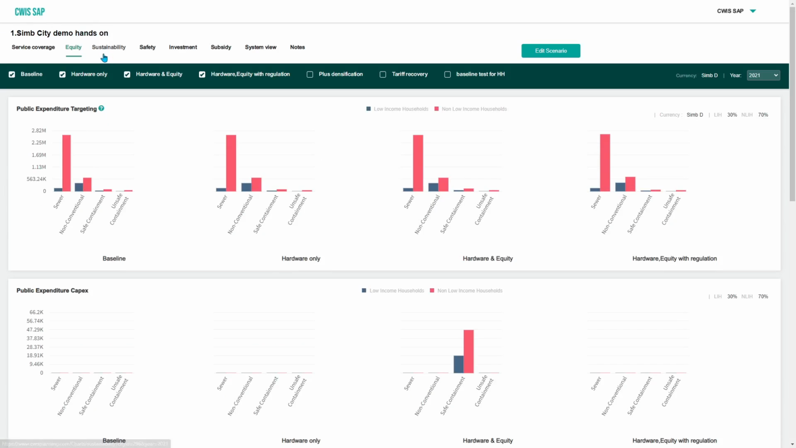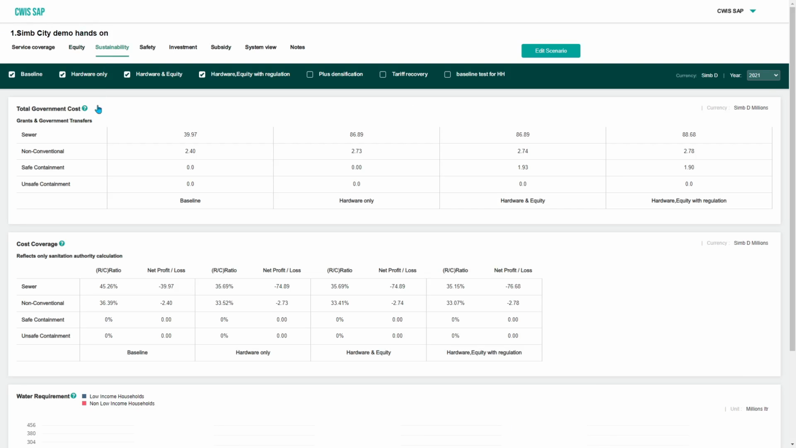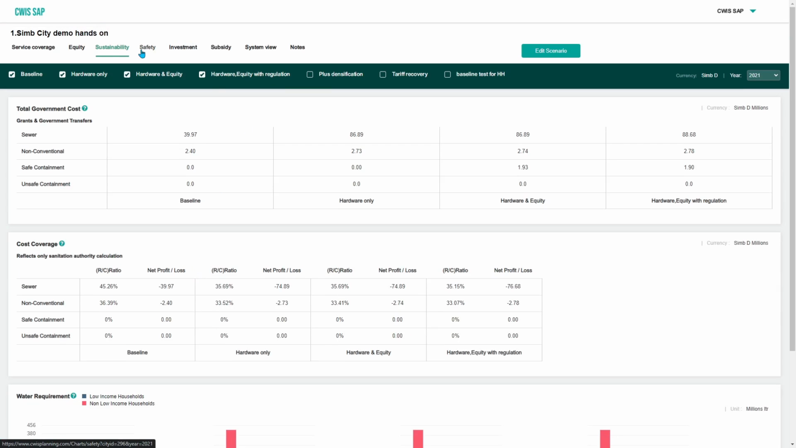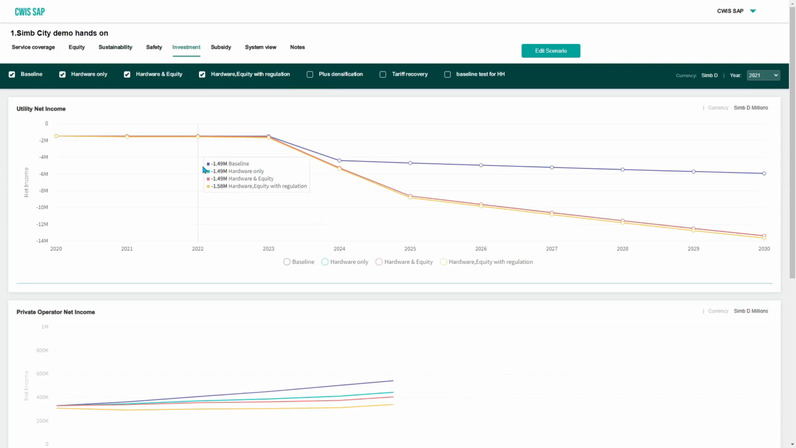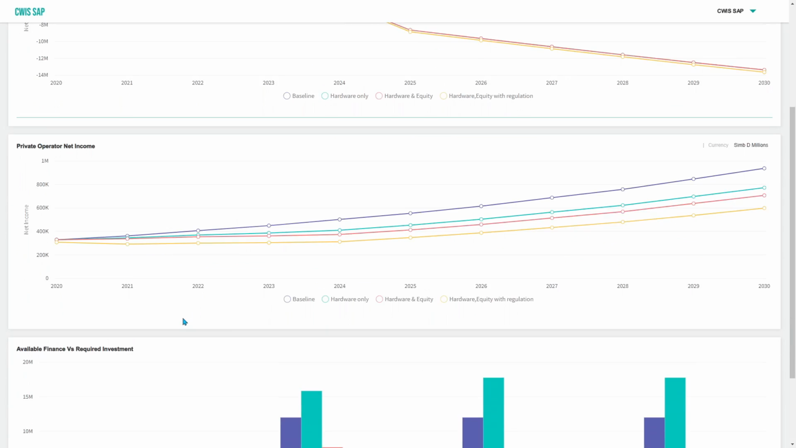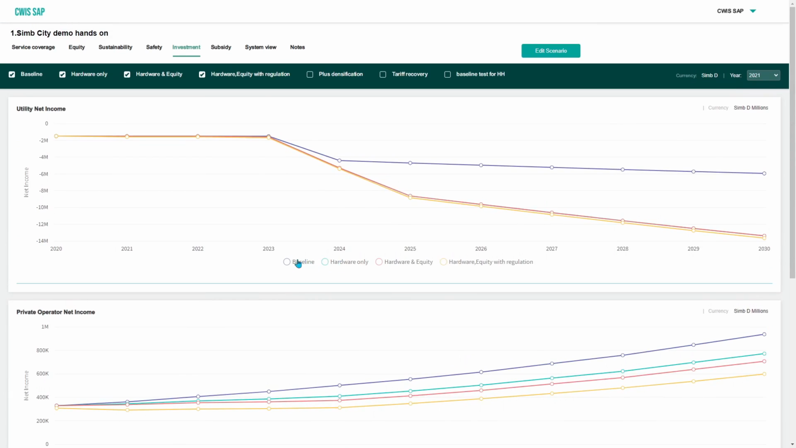In the sustainability view, the total government's cost, that is, the grants and the government's transfers, are captured by each category with their relevant cost coverage. The 10-year net profit or loss for the utility and the private sector are shown here. As this includes depreciation, you may notice a fall in the year when there is a completion of investments.